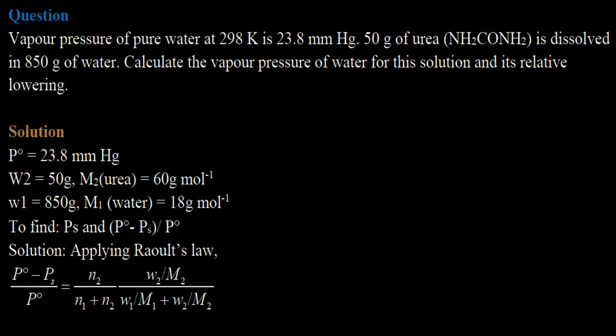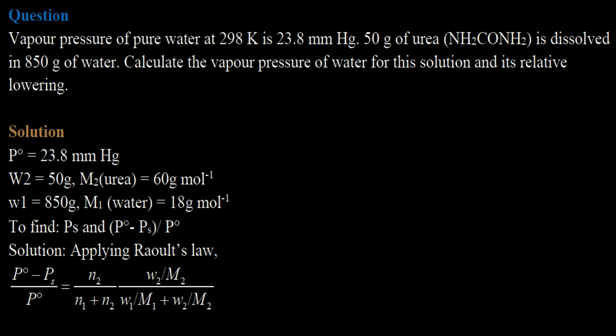So here, as I told you earlier, we have to find out PS, which is the vapor pressure of the solution, and P naught minus PS divided by P naught, which is the relative lowering of vapor pressure. So we have to apply Raoult's law. According to Raoult's law, the relative lowering of vapor pressure is equal to the mole fraction of the solute. So P naught minus PS divided by P naught is equal to the mole fraction of the solute, N2 divided by N1 plus N2.